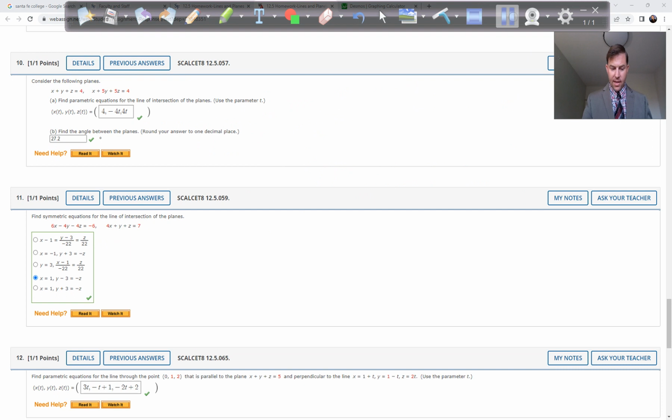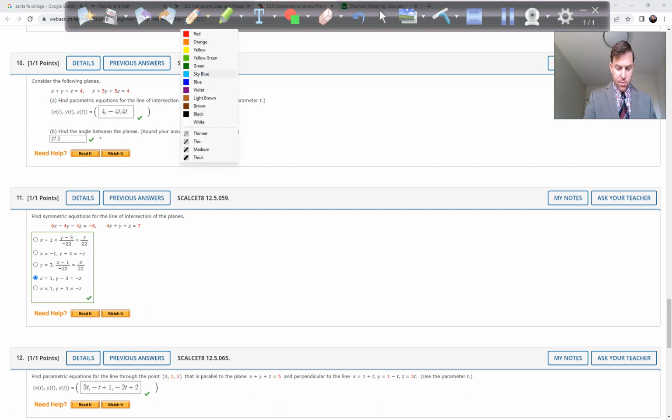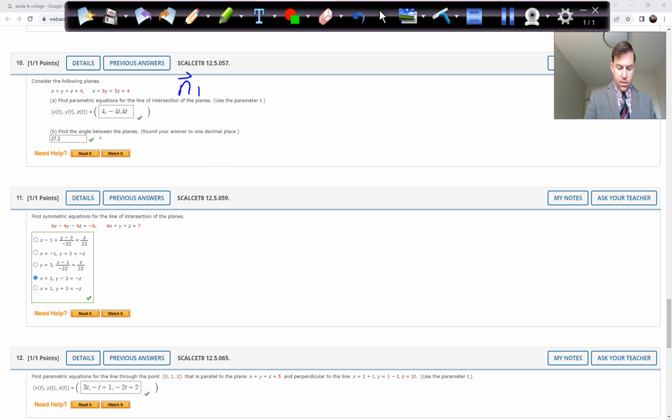Okay, for problem 10, it says consider the following planes. They give us two planes. It says find parametric equations for the line of intersection of the planes. Okay, so to do this one, it's pretty similar to how we started the last one. We're going to have an n1 vector, which is going to be the coefficients of the numbers in front of x, y, and z of the first plane. So it's just 1, 1, 1.